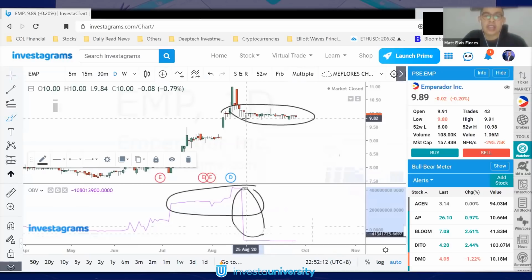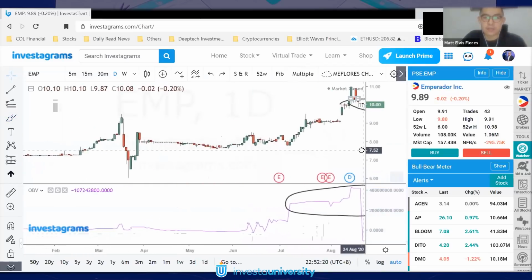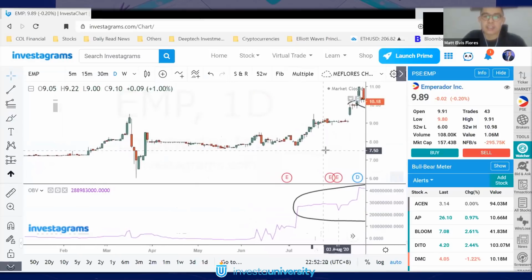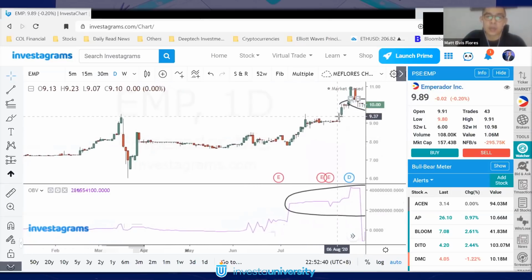Signs of distribution. Diba? Your on-balance volume at this level is nasa taas. Diba? Meaning, that's a sign of accumulation. Which is true enough, the insider, diba? Hindi natin alam kung sino man yun, but at least mentally, alam natin na merong insider na nag-accumulate. Even the stock prices are going sideways.